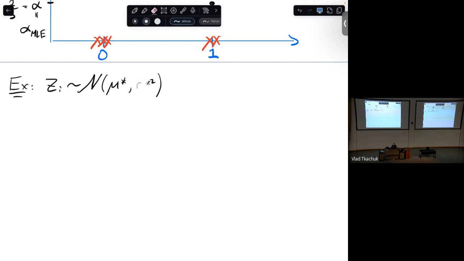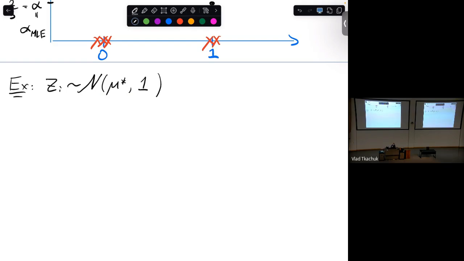But we're just going to simplify things, at least for this example, and say that it's 1. For some reason, the data was always generated by a distribution that had a variance of 1. It's a weird assumption, maybe, but that's what we're going to do. And now we're just going to study how to estimate mu star. Okay, so that's what's going on.